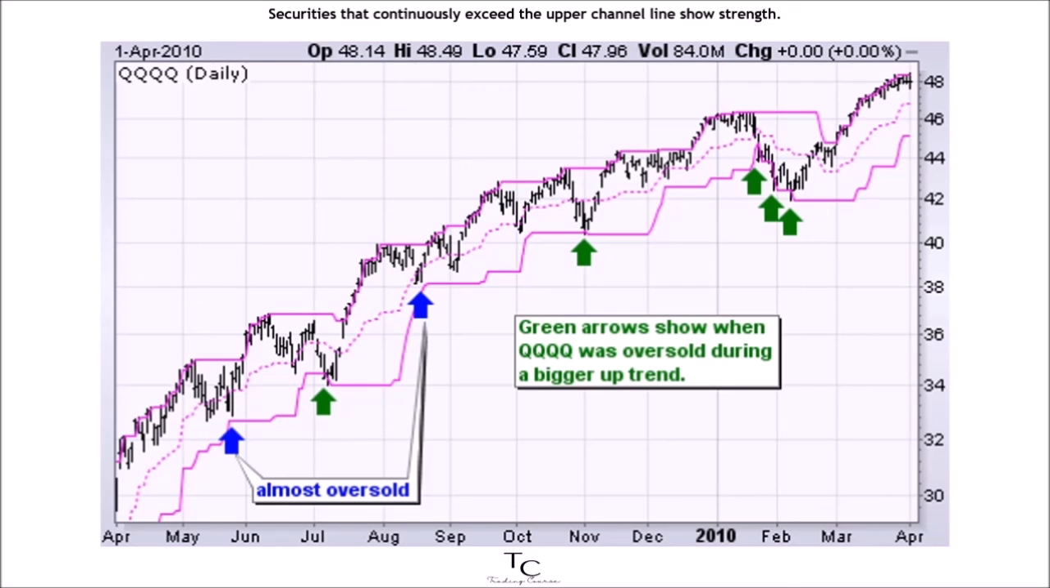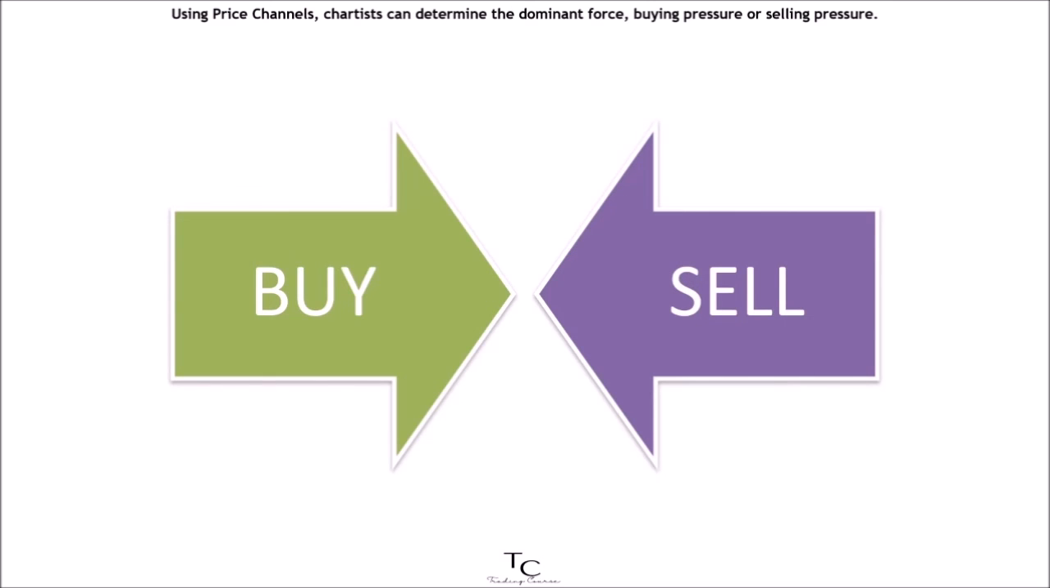Securities that continuously exceed the upper channel line show strength. After all, it takes strong buying pressure to forge higher highs. Conversely, securities that continuously break the lower channel line show weakness. Strong selling pressure is evident with lower lows. Using price channels, chartists can determine the dominant force: buying pressure or selling pressure.